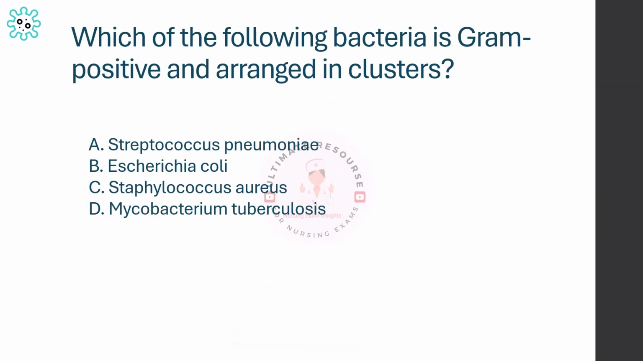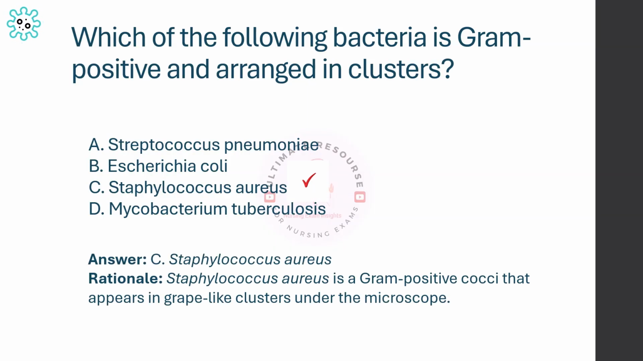Which of the following bacteria is gram-positive and arranged in clusters? Options are A. Streptococcus pneumoniae, B. Escherichia coli, C. Staphylococcus aureus, D. Mycobacterium tuberculosis. The answer is C. Staphylococcus aureus is a gram-positive cocci that appears in grape-like clusters under the microscope.